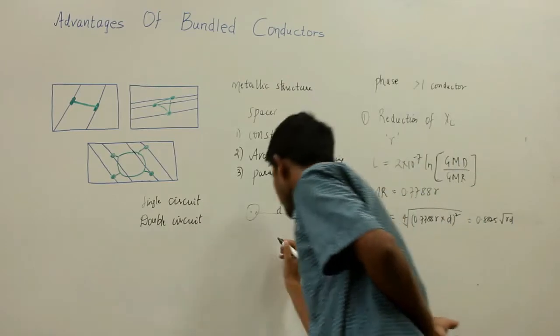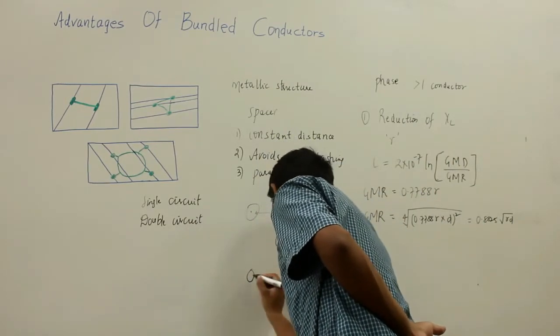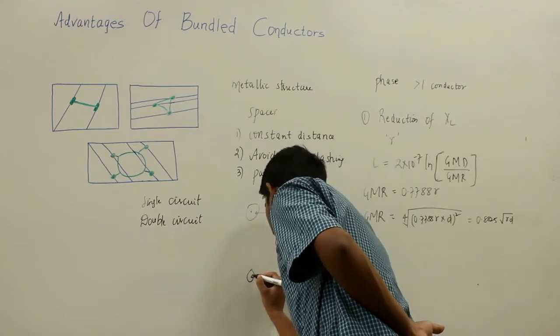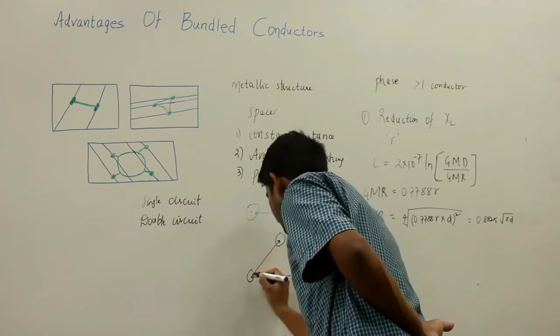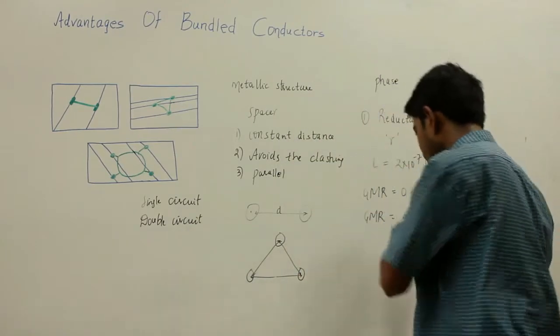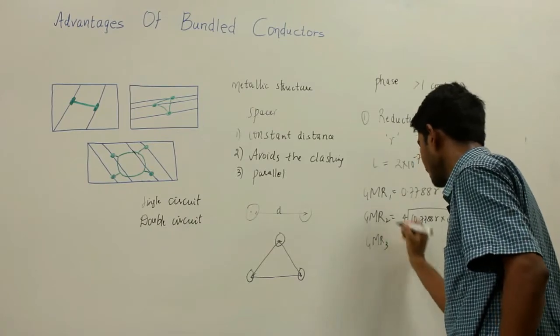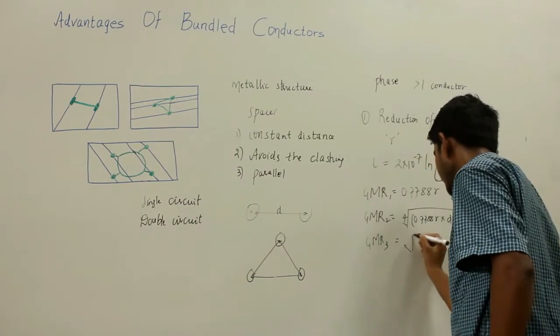Let us see a three conductor bundle placed like this. This is the configuration of your three conductor bundle. Let us see what the GMR is for the three conductor bundle. Your GMR for a three conductor bundle will again be given by the ninth root.